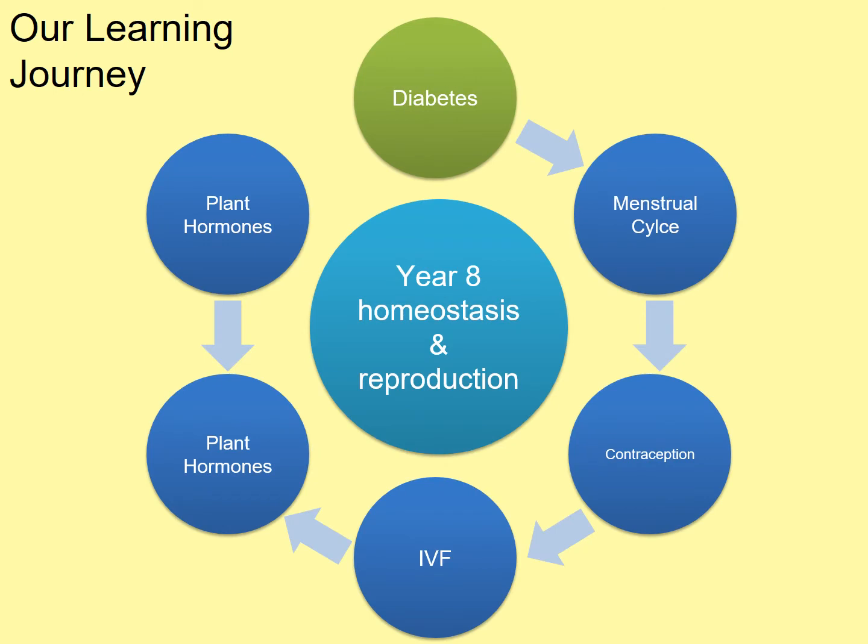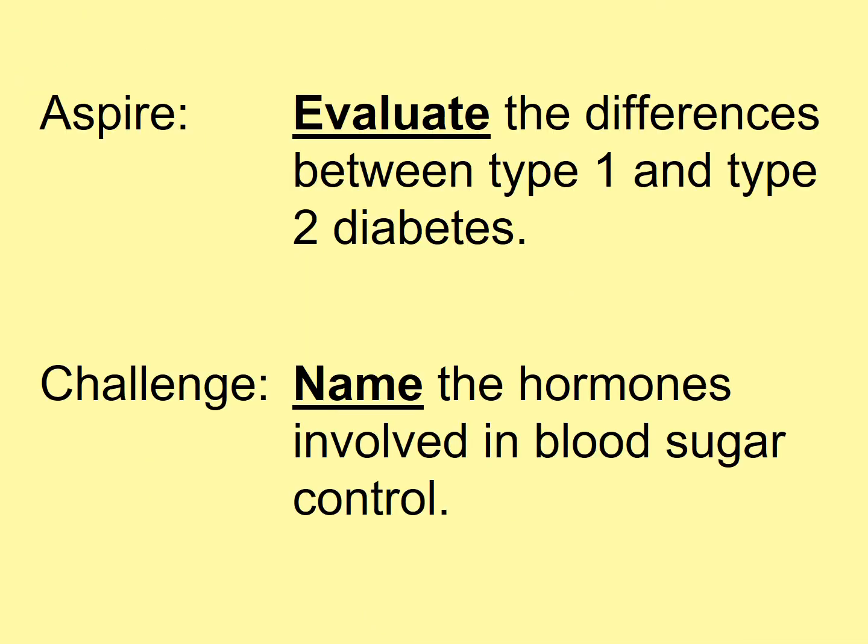So as part of your learning journey, this is the Year 8 homeostasis and reproduction and auxins lessons. What we will look at today is the first lesson, which is all about diabetes. In today's lesson, we should be able to name the hormones involved in blood sugar control and be able to evaluate the differences between type 1 and type 2 diabetes.